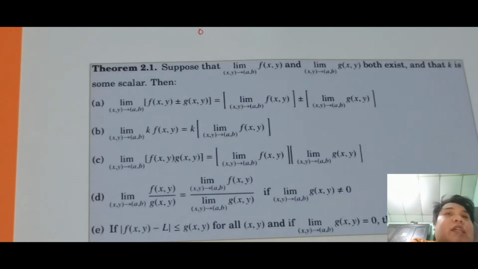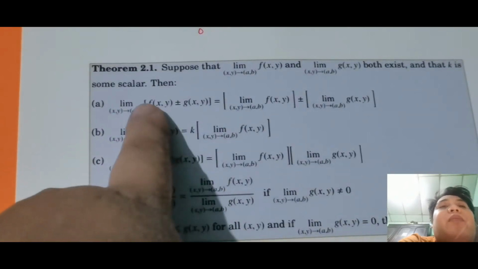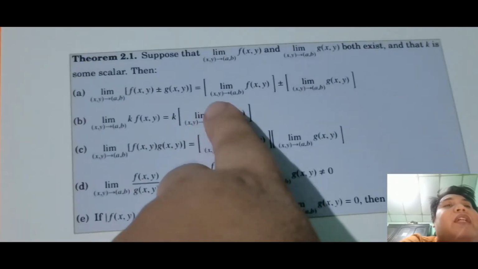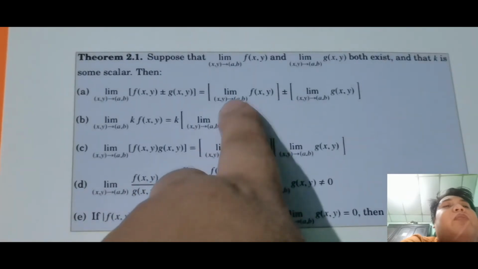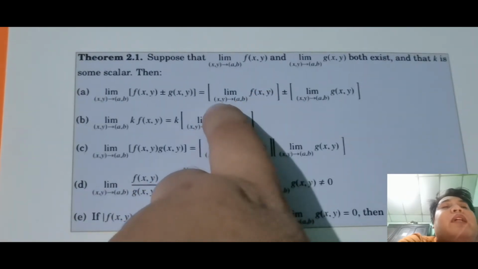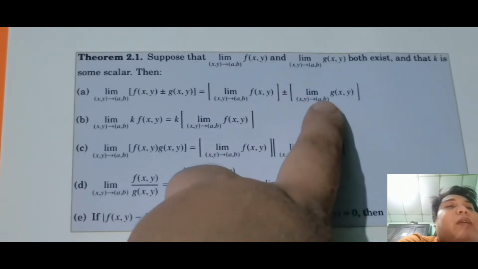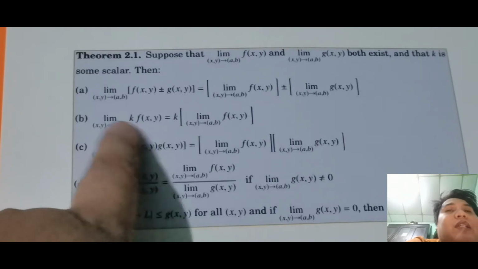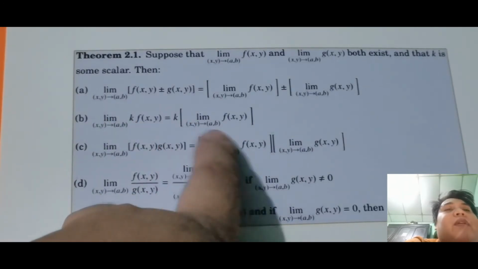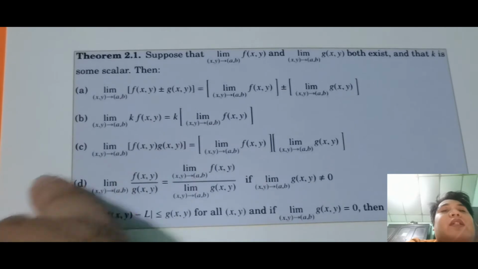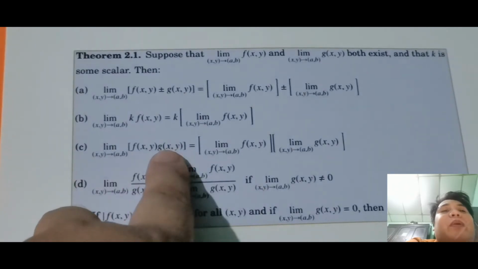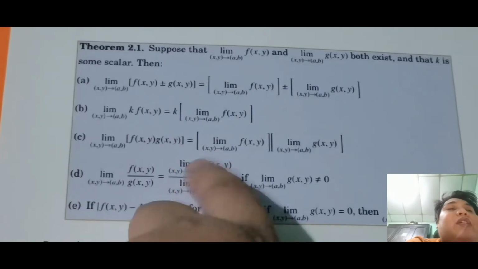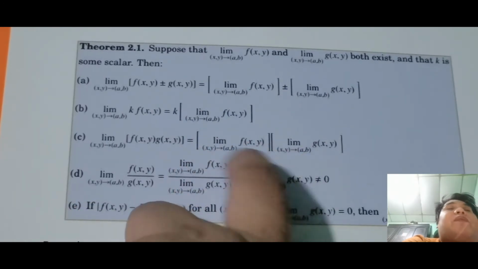Then, so again, kung may k scalar tayo, then the limit of f of x comma y plus and minus g of x comma y is just equal sa, so bracket yan, hindi yan absolute value, the bracket ng limit of f of x comma y as x comma y approaches a comma b plus and minus the limit of g, ganun din. Okay, then kung meron tayong constant, lalabas lang din siya sa loob ng limit, which is k times the limit of f of x comma y. Next, the limit of f of x comma y times g of x comma y. So katulad din sa limit, sa product ng limit, so this is just the product of their limits.